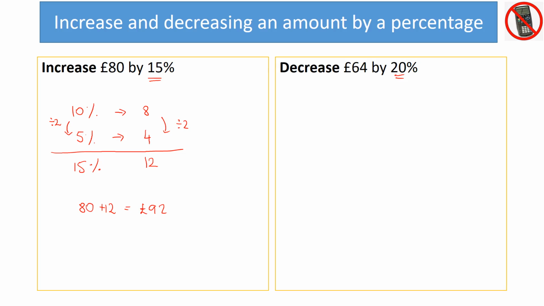In the next example, I want to decrease £64 by 20%. So again, I need to work out what 20% of 64 is. So I'm going to start with 10%. 10% is 6.40. Okay, because I'm dealing with money, so I need to have 2 decimal places. So that's 6.40, because 64 divided by 10 is 6.40. Then I need to double it, because I don't have 10%, I've got 20% in my question, and that is 12.80.